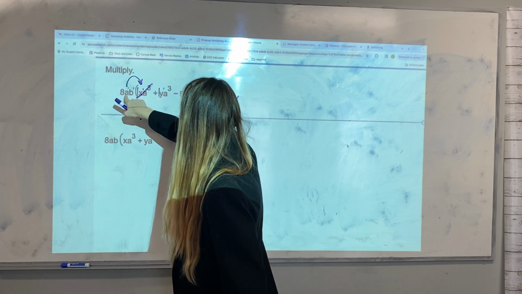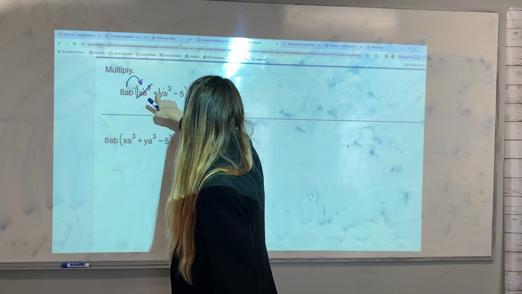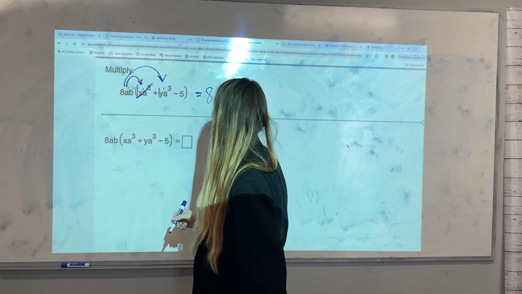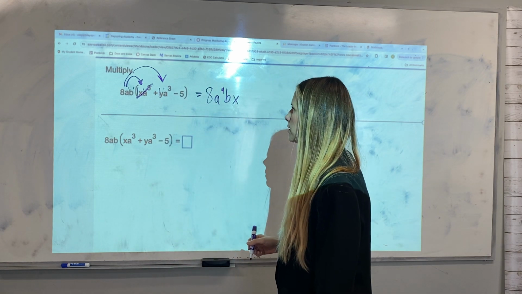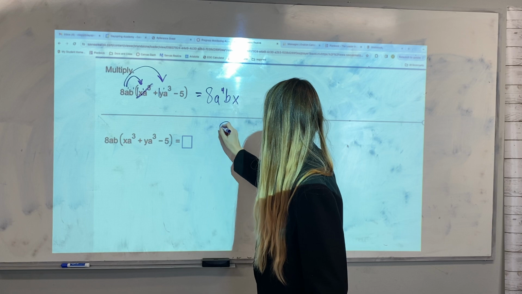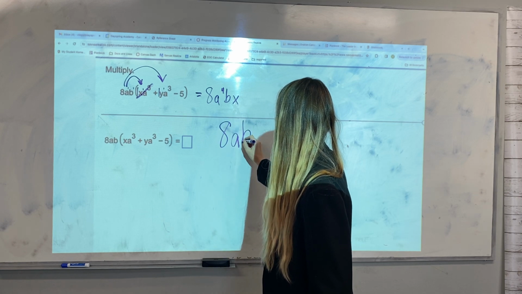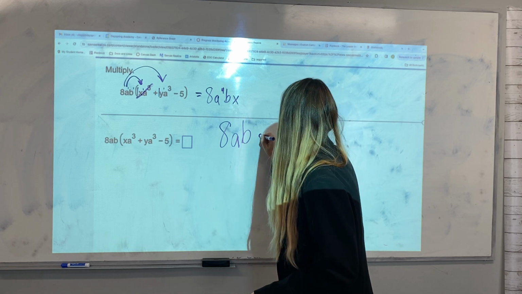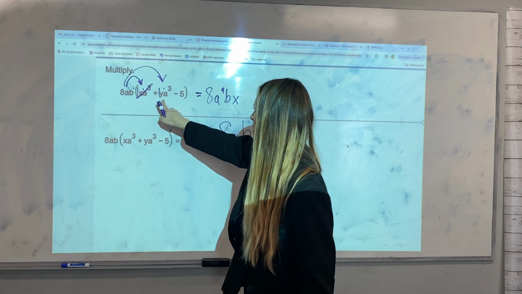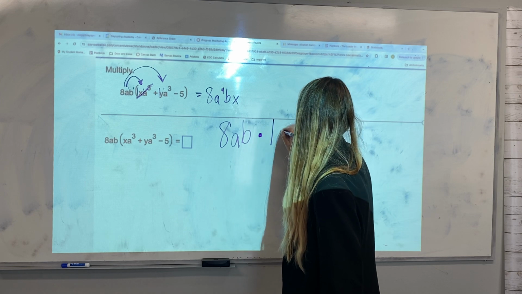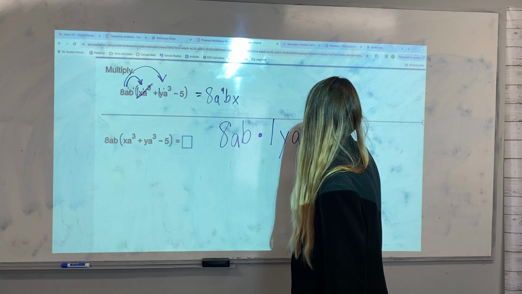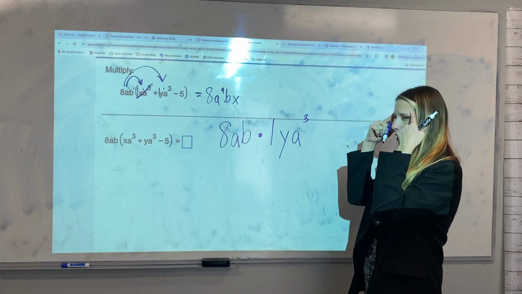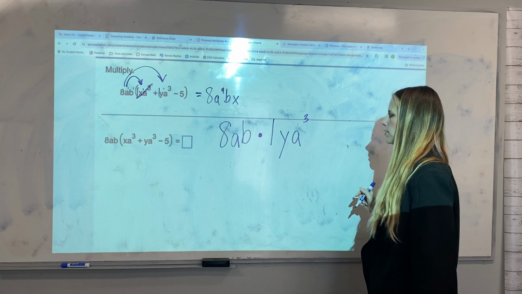Now I have to distribute my 8ab to my 1ya cubed. I'm going to draw an arrow. And because I'm in charge of how I solve this, I'm going to take my 8ab and show that I am multiplying it, because that's what distributing is, right? Multiplying it times this term, 1ya cubed. Didn't do anything, just wrote it down here instead of trying to keep it in my head. Does that make sense? Okay.